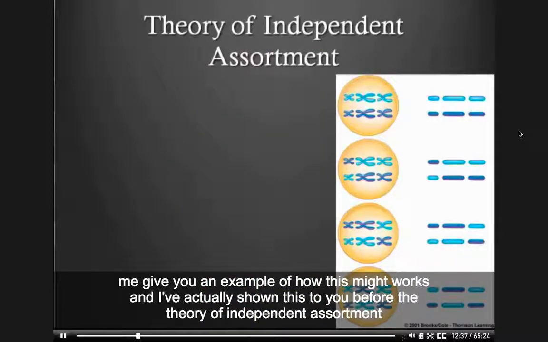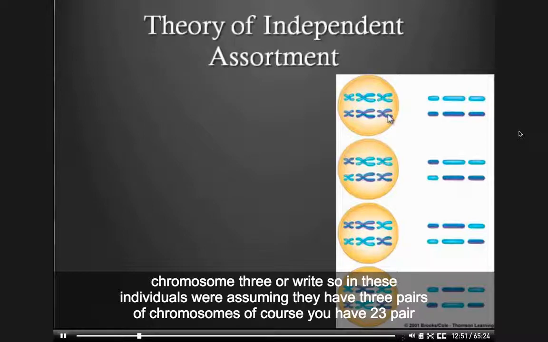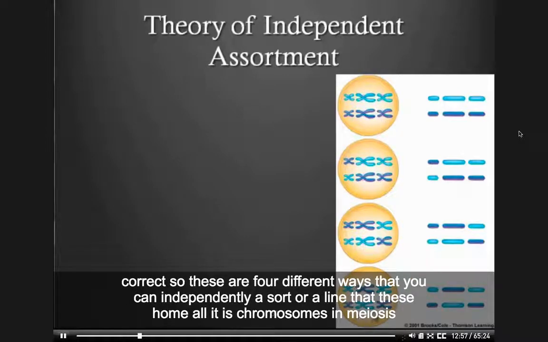Let me give you an example of how this might work. And I've actually shown this to you before, the theory of independent assortment. Remember how you have your homologous chromosomes here? So here you have chromosome 1, chromosome 2, and chromosome 3. In these individuals, we're assuming they have 3 pairs of chromosomes. Of course, you have 23 pairs, correct? So these are 4 different ways that you can independently assort or align these homologous chromosomes in meiosis.